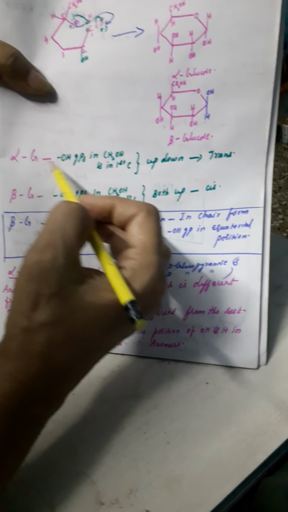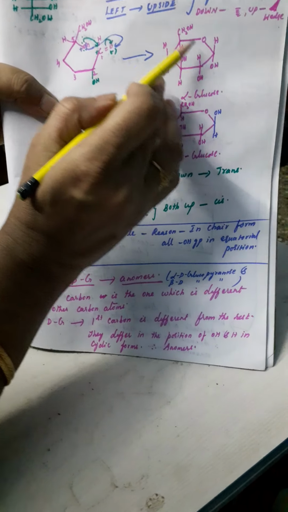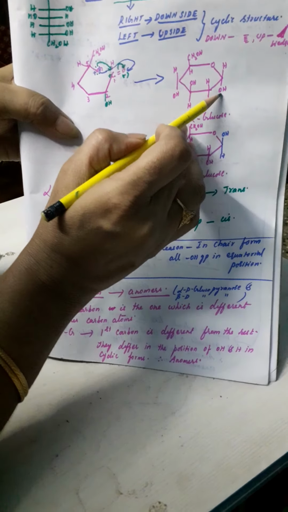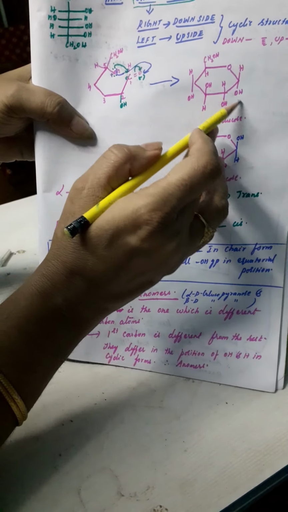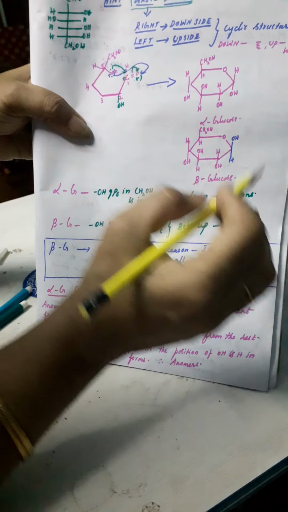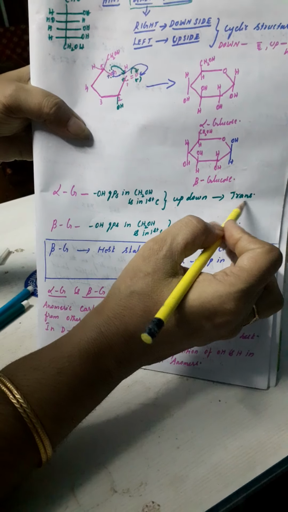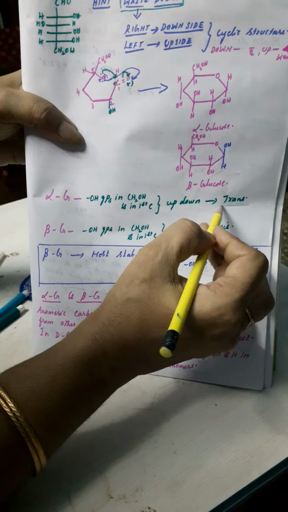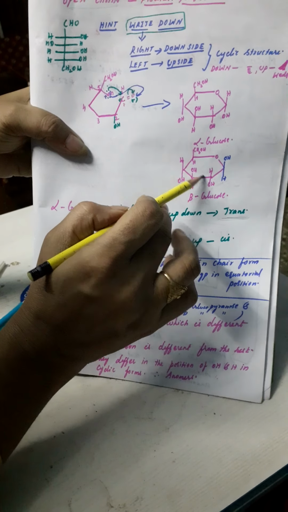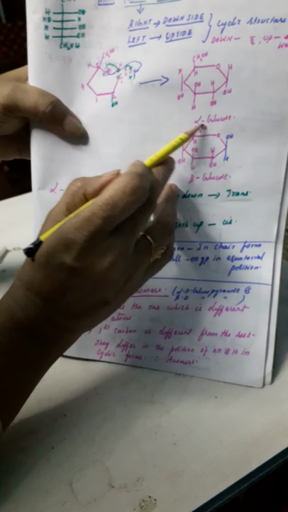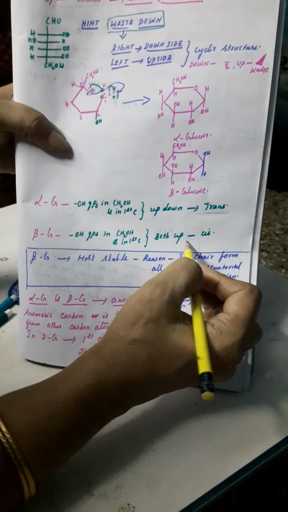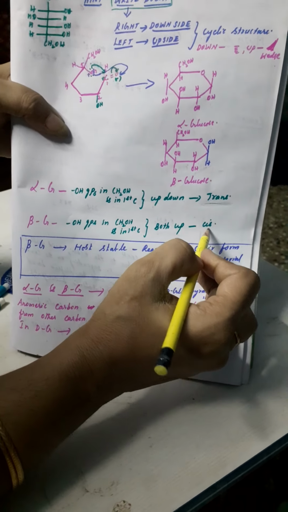So in alpha glucose, OH group and CH2OH group. What is this? This OH group and CH2OH group. One is down, the other one is up. Therefore, up, down. I have written up, down. Here it is down, here it is up. Therefore, up, down means it is a trans structure. Then beta glucose, this CH2OH you consider and this OH you consider, both are up. Therefore, this is cis.